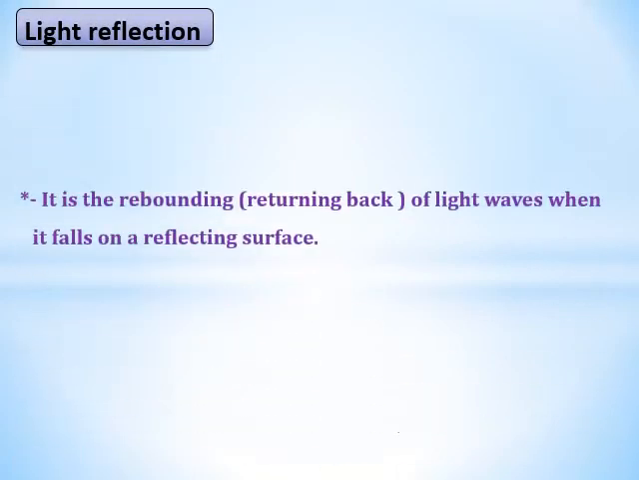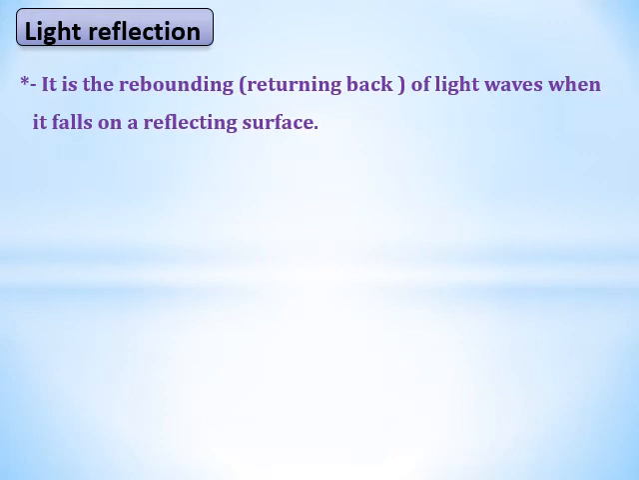So what is meant by light reflection? It is returning back or bouncing back of light rays when it falls on a reflecting surface. Any surface is considered a reflecting surface. Okay, so this is our lesson, light reflection, and this is the definition of light reflection.